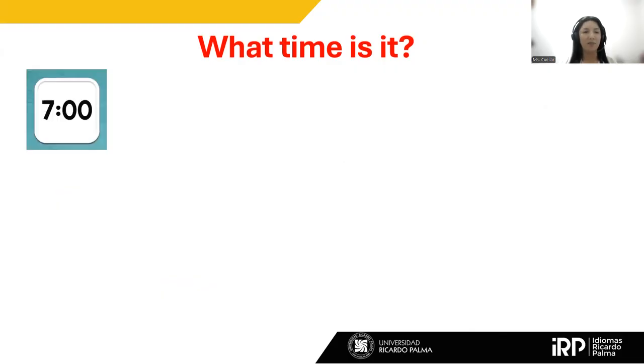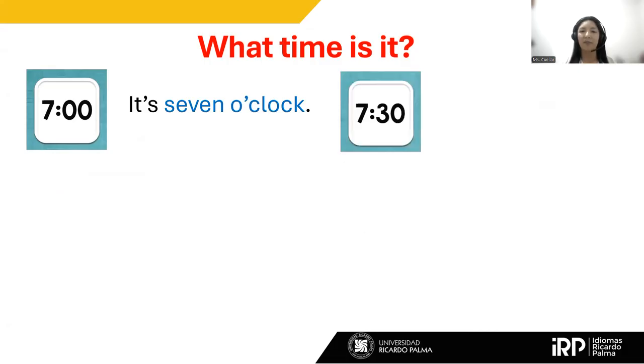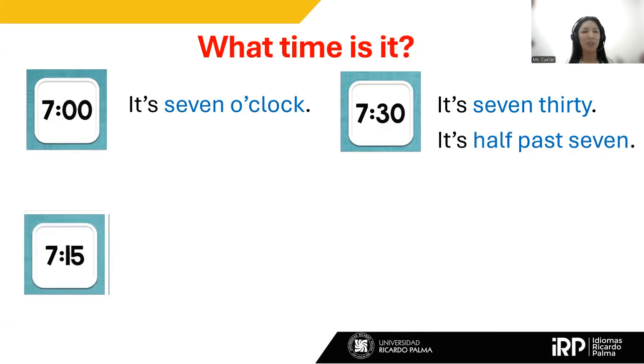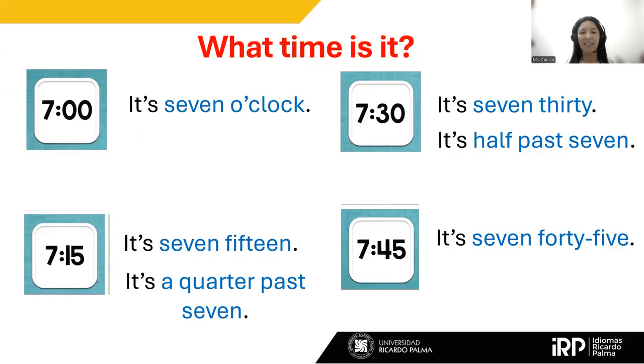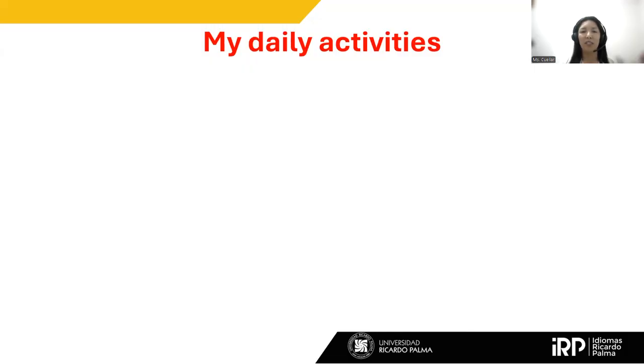What time is it? Excellent. It's 7 o'clock. What time is it? Perfect. It's 7:30 or? Yes, it's 7:30. What time is it? Excellent. It's 7:15 or? Good. 7:15. What time is it? Yes, it's 7:45 or perfect. 7:45. Good job. Now let's go back to my daily activities.